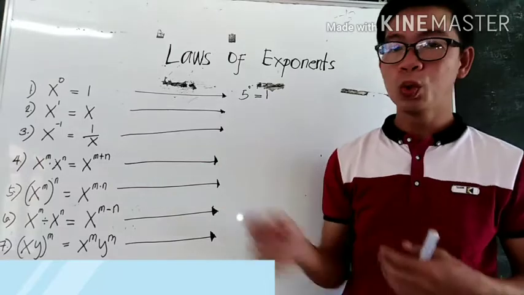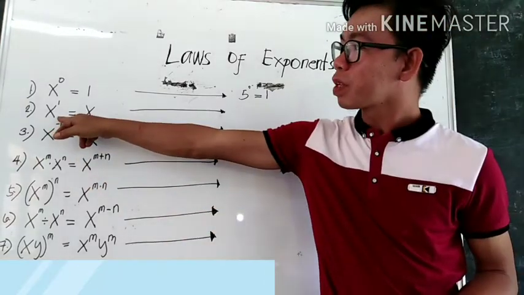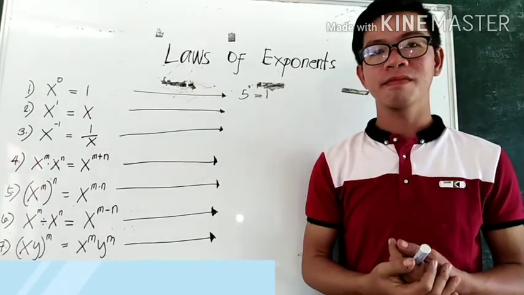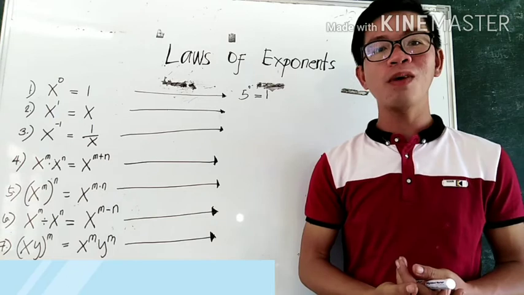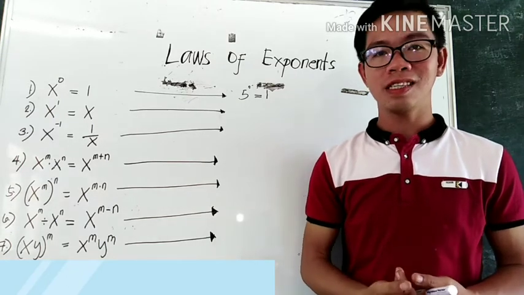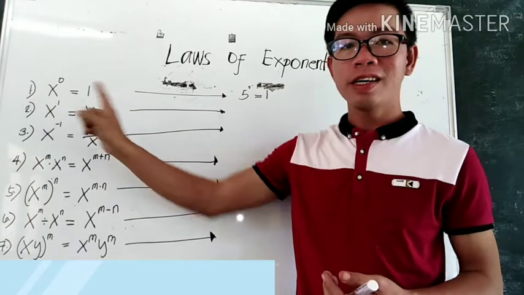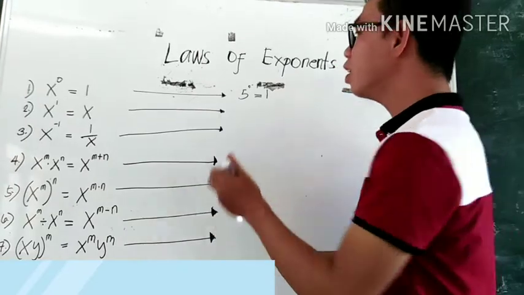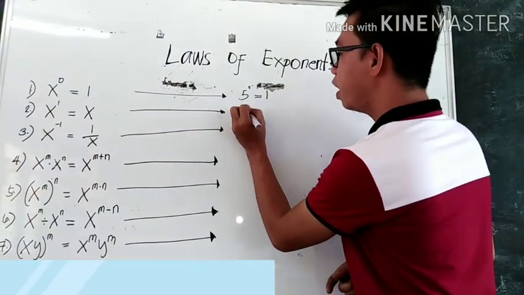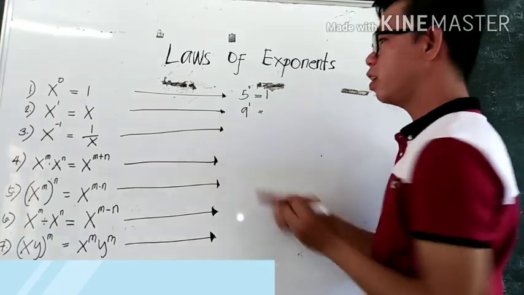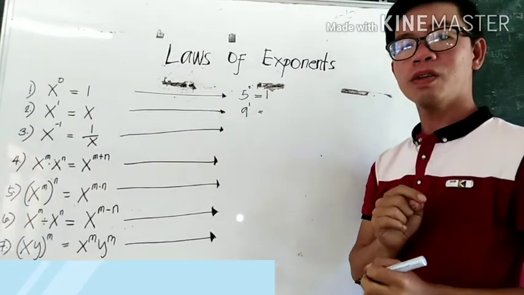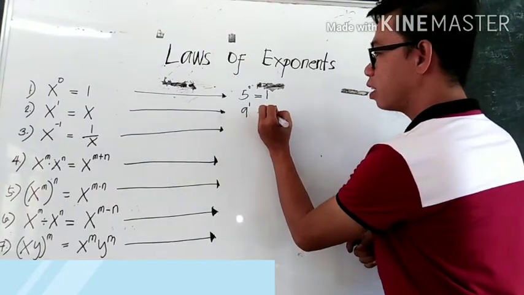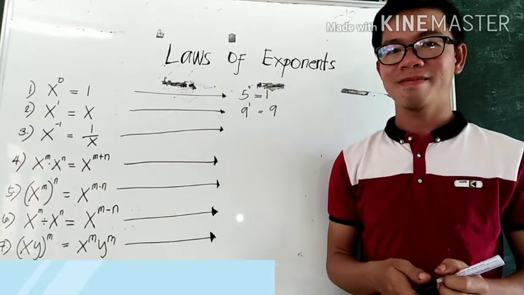Next, rule number 2, we have x raised to the power of 1 is equal to x. So anything raised to the power of 1 retains its value, or copy the base. Okay, let's have an example. 9 raised to the power of 1 is equal to 9, retain its value or copy the base.